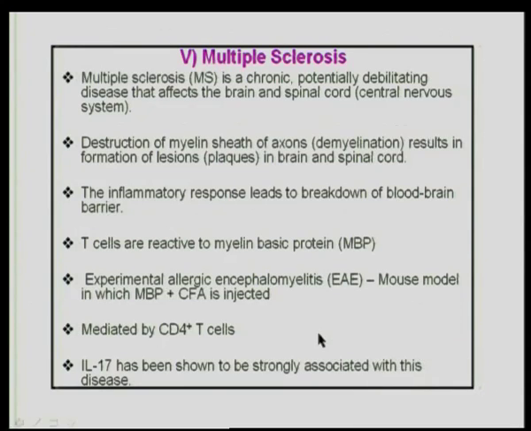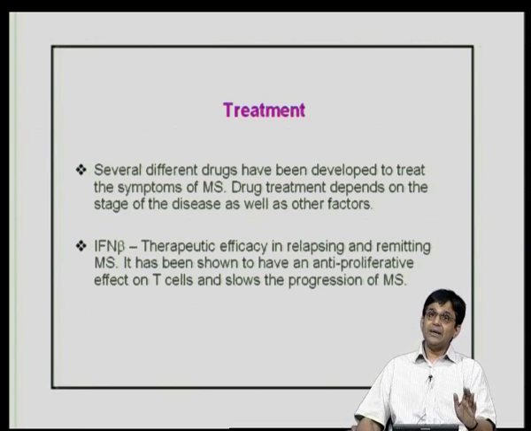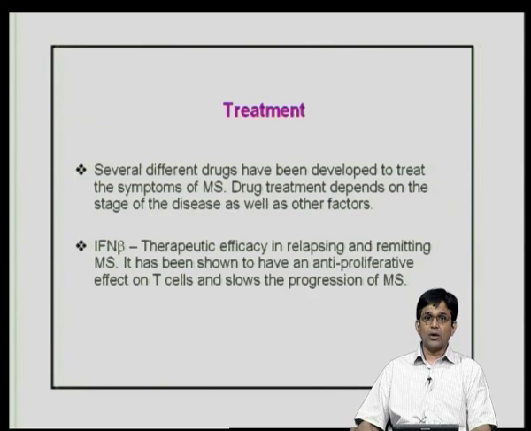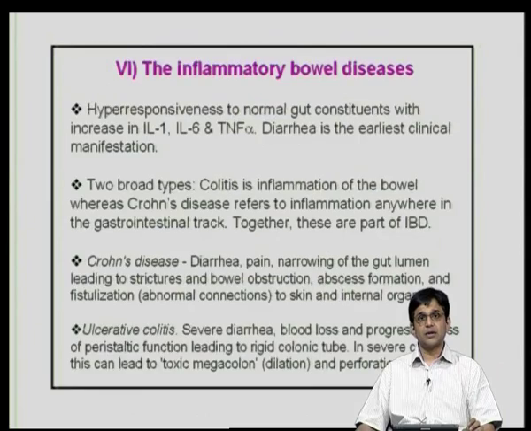It is mediated again by CD4 positive cells, and IL-17 has been shown to play an important role. Now in case of multiple sclerosis, interferon beta has been found to slow down the disease. How does it slow down multiple sclerosis? It has been shown to have an anti-proliferative effect on T cells. So interferon beta is therapeutically used to slow down multiple sclerosis.